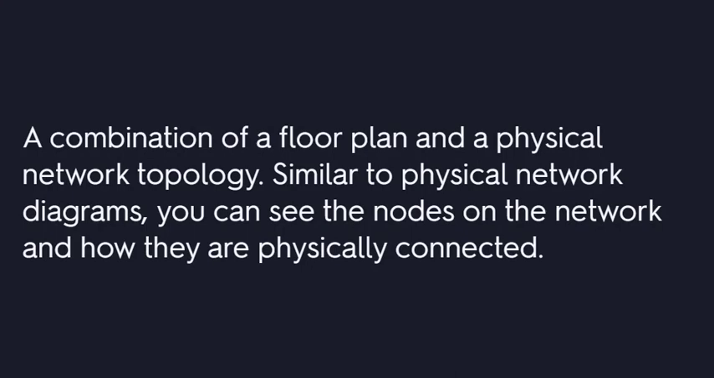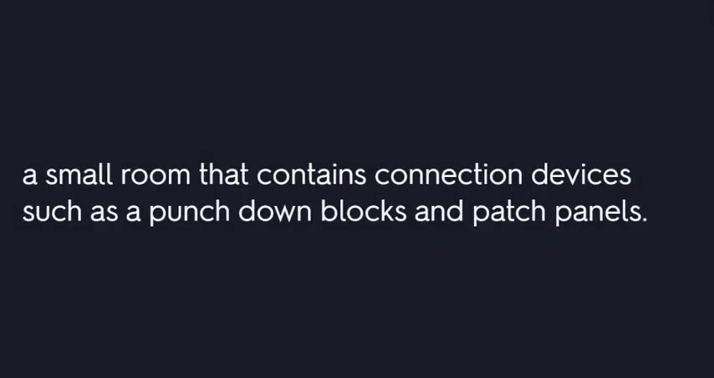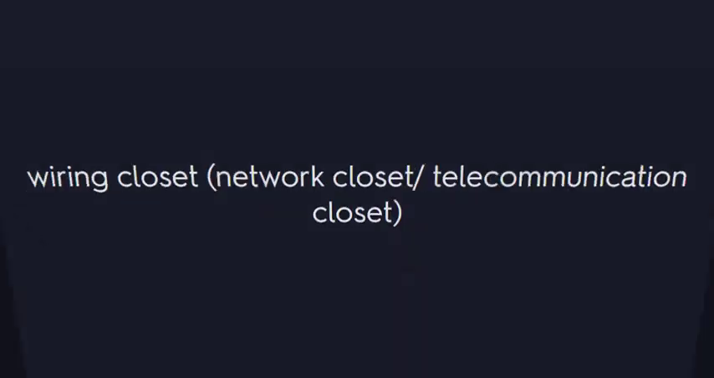Wire crimper. A combination of a floor plan and a physical network topology. Similar to physical network diagrams, you can see the nodes on the network and how they are physically connected. Wiring schematic. A small room that contains connection devices such as punch-down blocks and patch panels. Wiring closet.